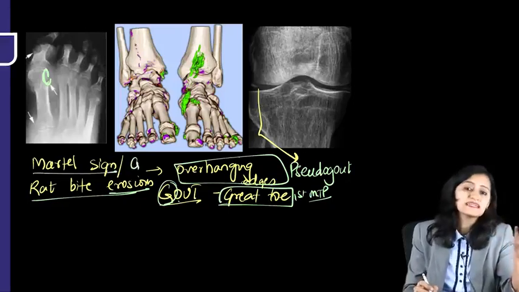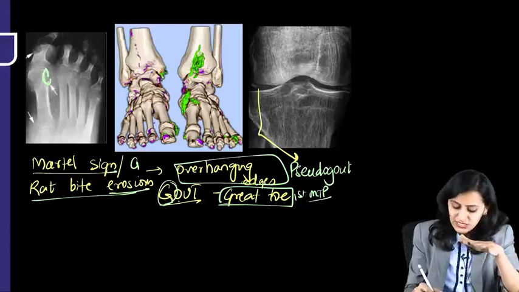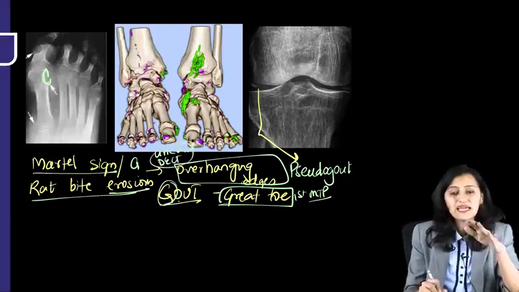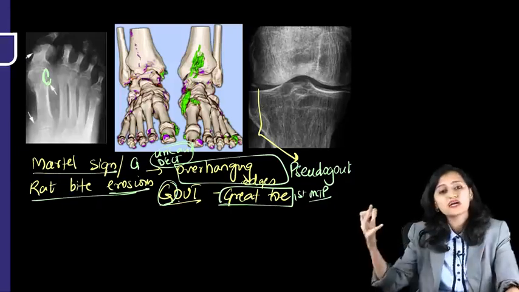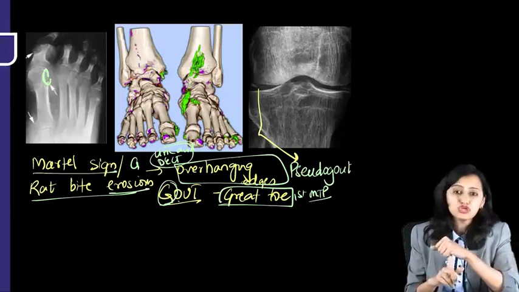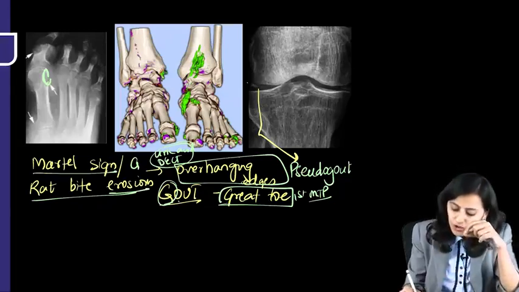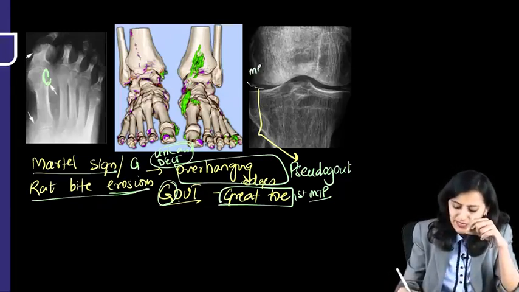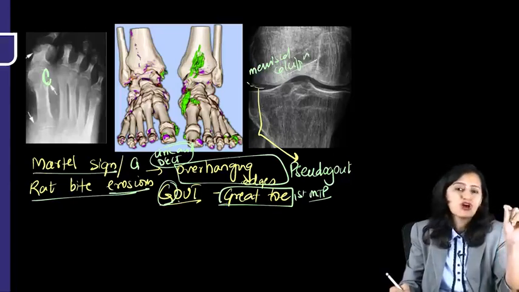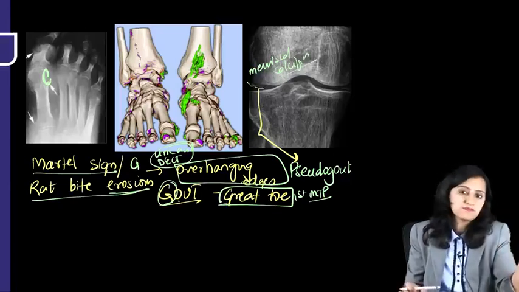In gout, basically there is uric acid deposition, and we know that uric acid can be identified by dual energy CT. Versus pseudo gout, which involves the larger joints like the knee joint. And remember that in pseudo gout, there is chondrocalcinosis. You can see this meniscal calcification here, suggestive of chondrocalcinosis, pseudo gout. Remember, we also saw chondrocalcinosis in secondary hyperparathyroidism.